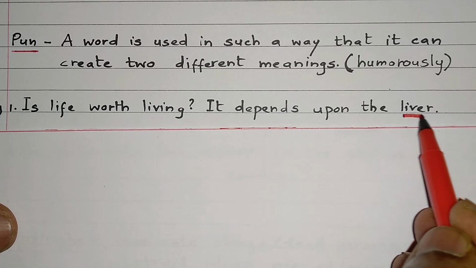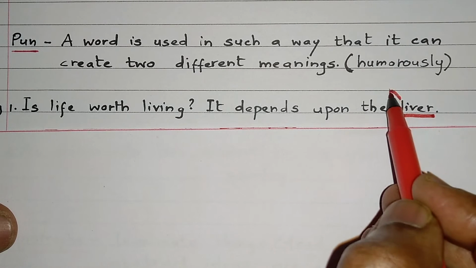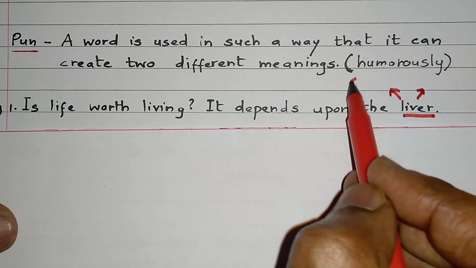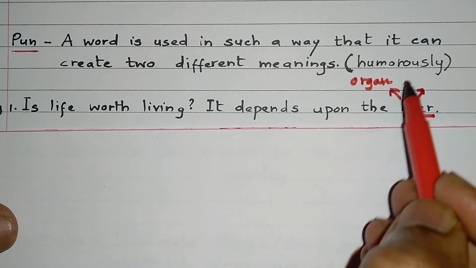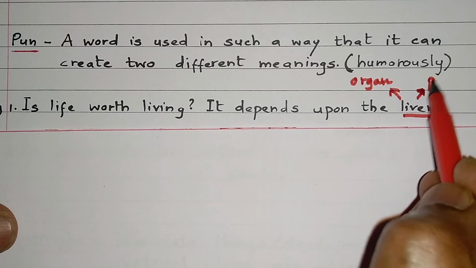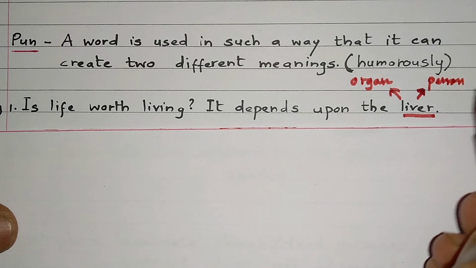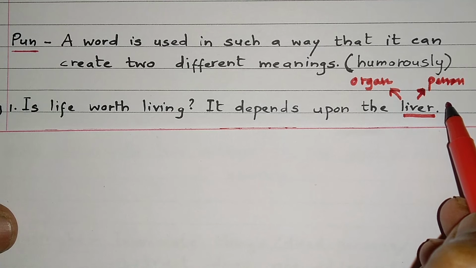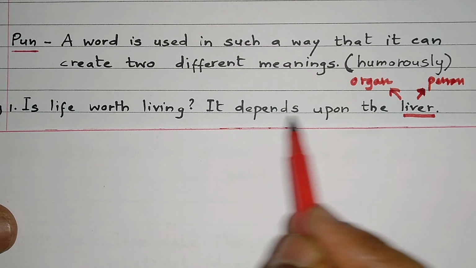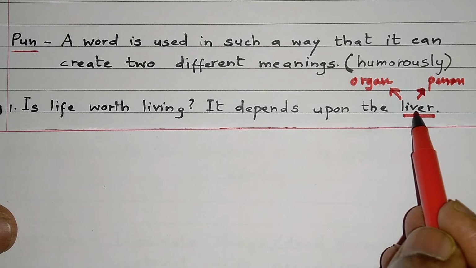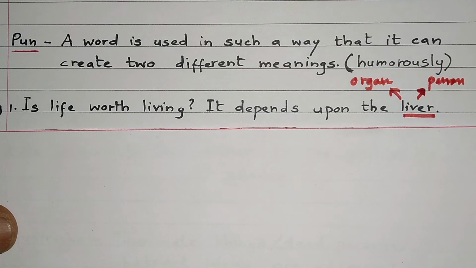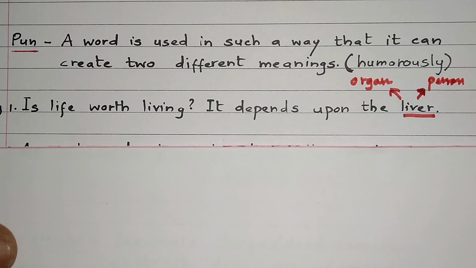Now here the word liver has two meanings. First meaning is the organ in the body, that is the liver. The second meaning is the person who lives the life. So, life is worth living. All this depends upon the organ or the person. This is what the sentence is trying to say.